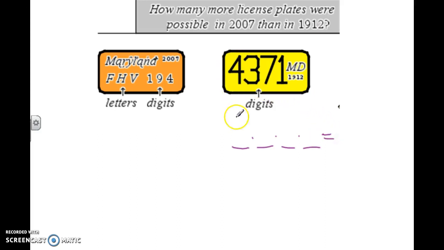So for the first digit, it could be any digit, 0 through 9. Sometimes when students see that, they think, oh, there's 9 digits. There's actually 0 counts as a digit, not just 1 through 9. So there are 10 possible digits. Second digit can be anything. There's no rule about repeating, so we're going to assume repeating is okay. Third digit's 10, fourth digit 10. It looks like there's going to be one with 4 zeros. So 10,000 different license plates were available in the year 1912.